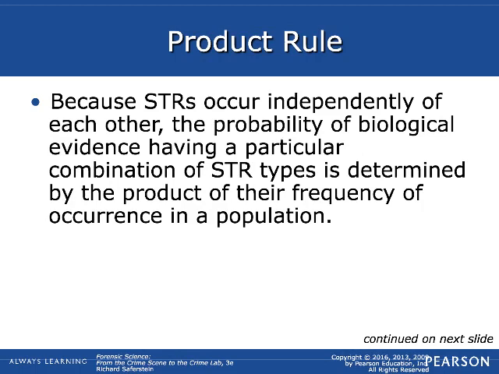Okay, because STRs occur independently of each other, the probability of biological evidence having a particular combination of STR types is determined by the product of their frequency of occurrence in a population. So it's the product rule again. So you can figure out what's the odds of somebody having THO1, that pattern. What's the probability of someone having the WVA1? And then you multiply them all together, and that gives you the probability that that could be your person.